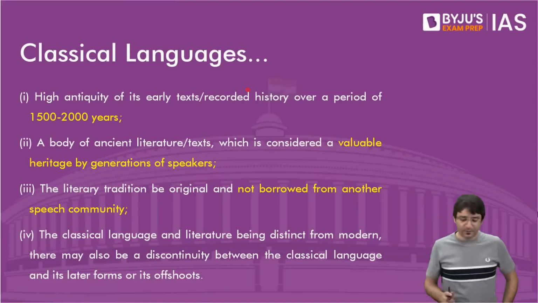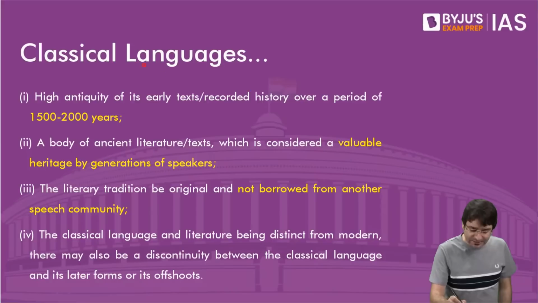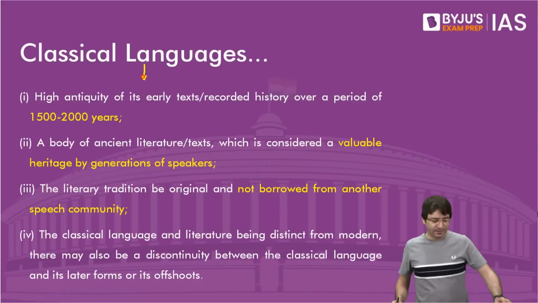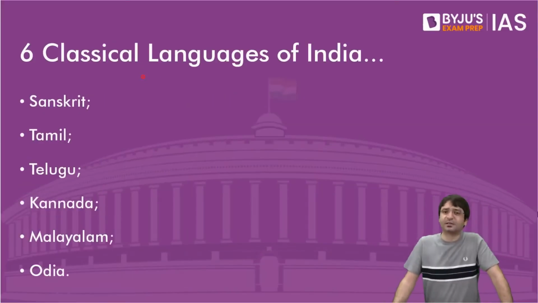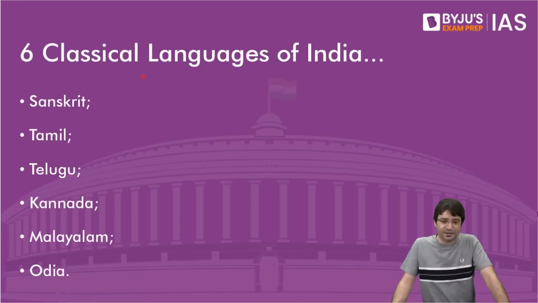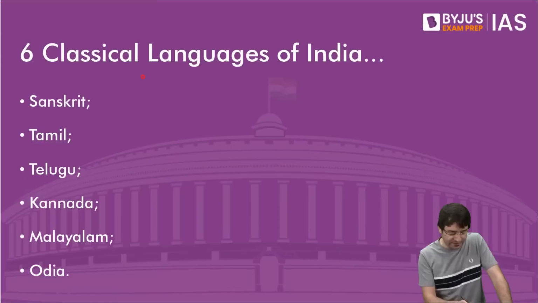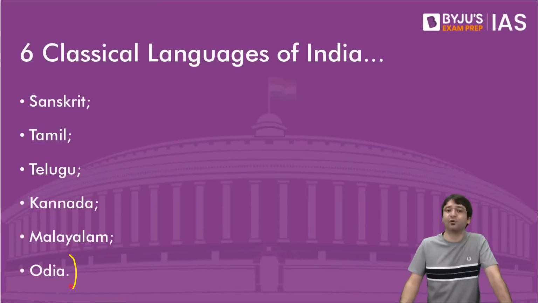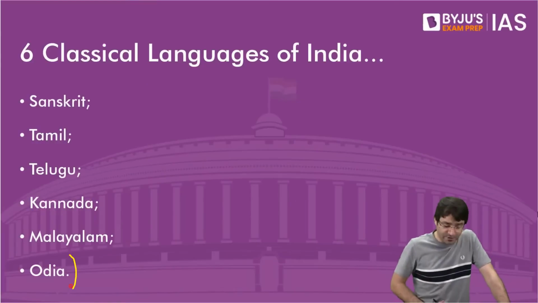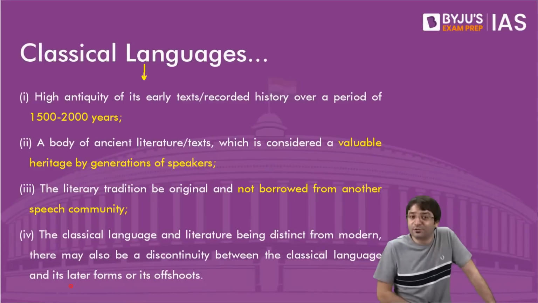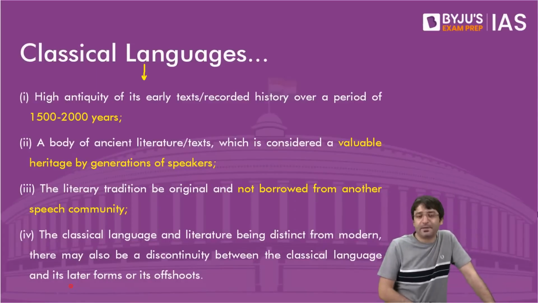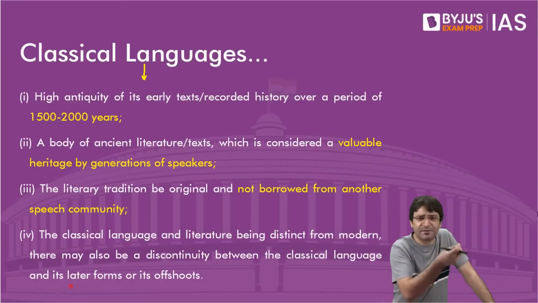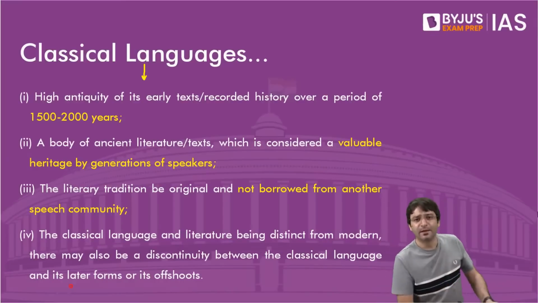Okay. Now, what are the classical languages? There are 6 classical languages: Sanskrit, Tamil, Telugu, Kannada, Malayalam, and the last one to be given the status of a classical language was Odia. To everyone's surprise, Hindi is not a classical language either. But what is a classical language? And how do we define a language as classical?